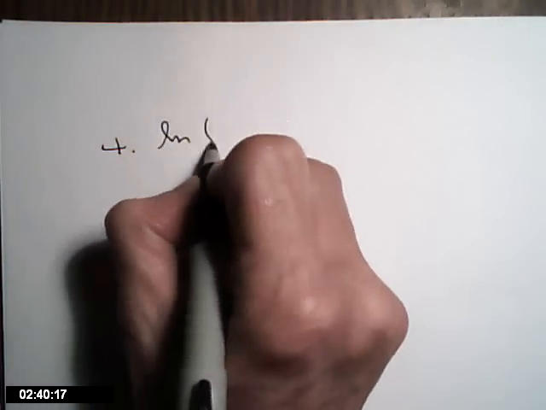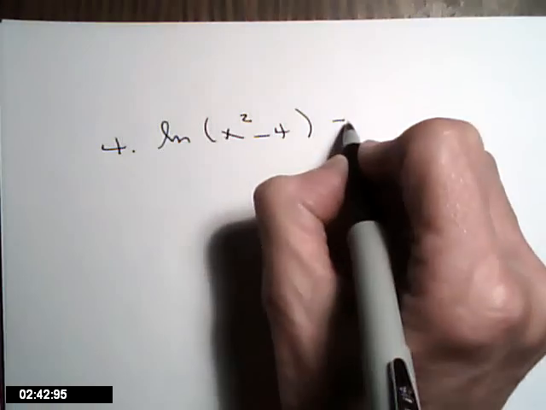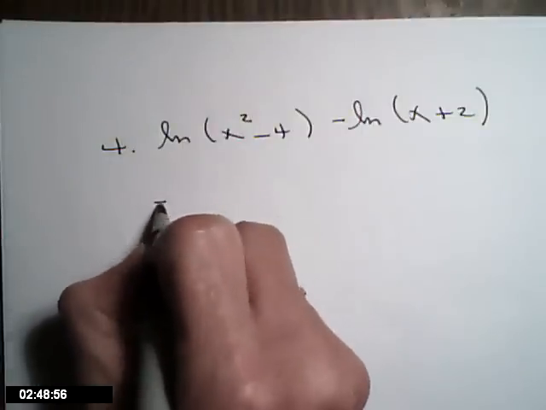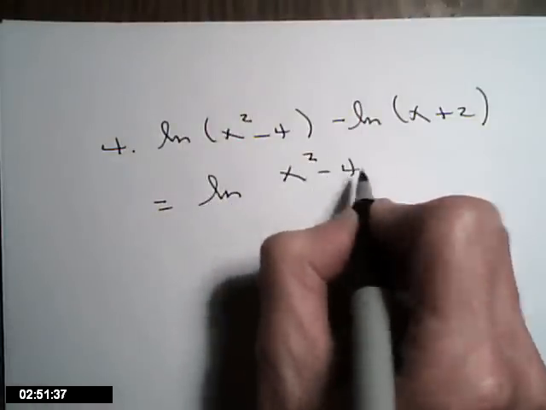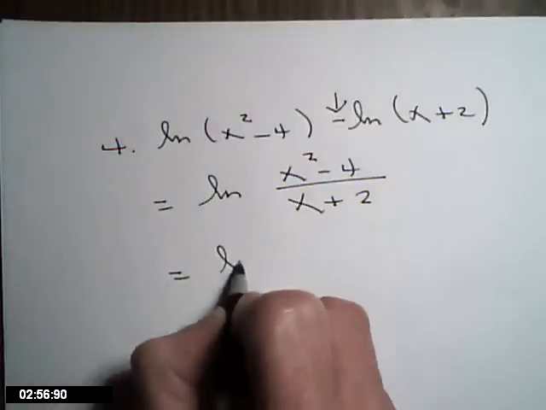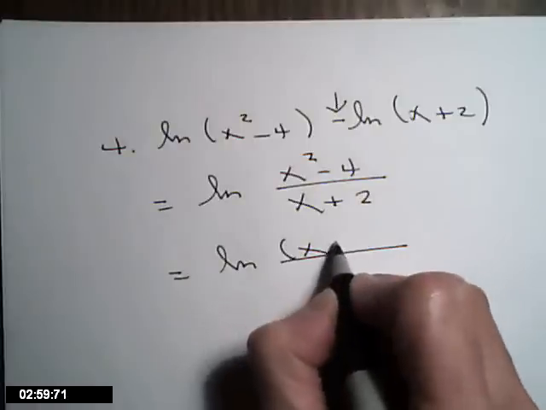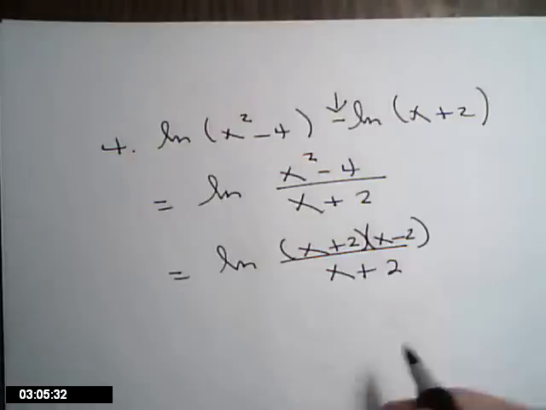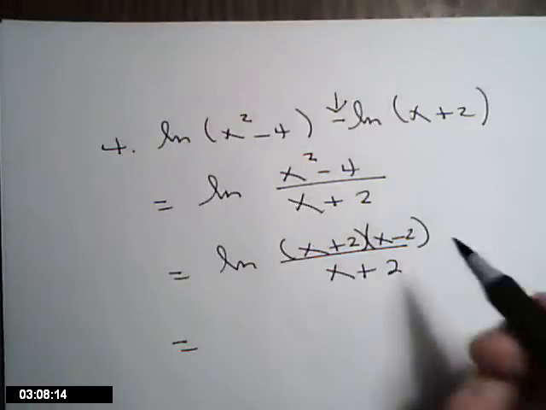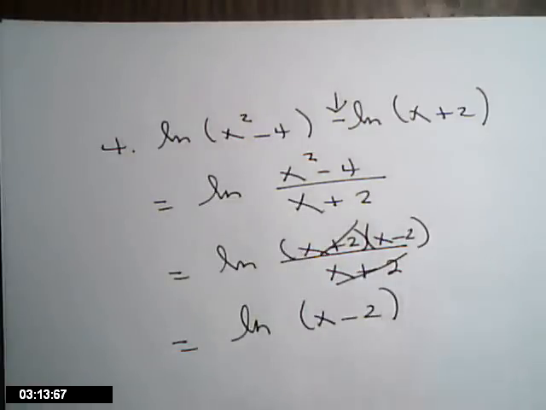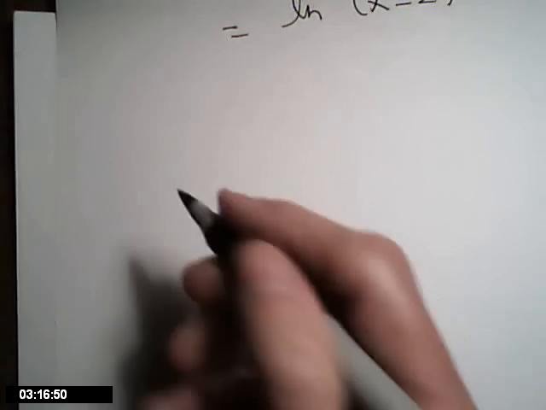Alright, problem number 4. Let's suppose we have natural log of x squared minus 4 minus natural log of x plus 2. That's going to be natural log of x squared minus 4 divided by, that's because of the minus, x plus 2. You know that x squared minus 4 can factor into x plus 2 and x minus 2, and then when we reduce this, the x plus 2's will divide out, and we have natural log of x minus 2.